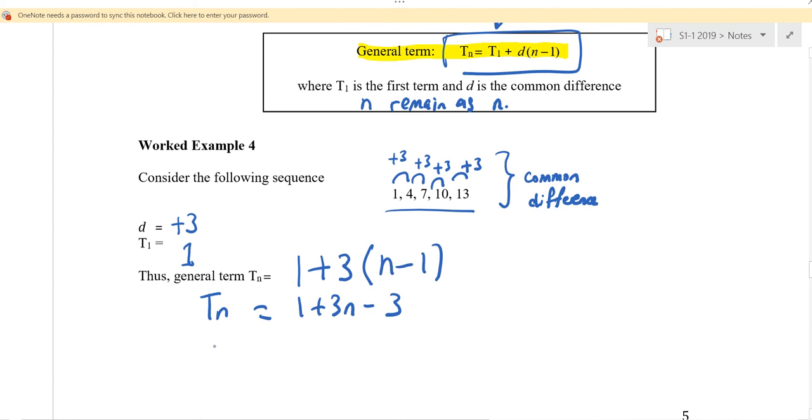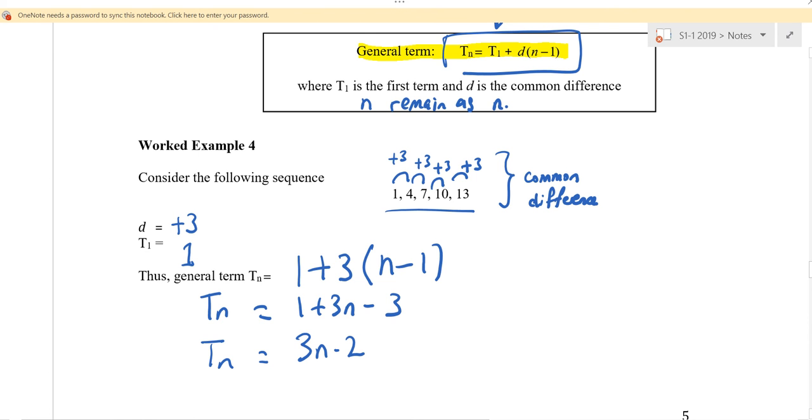How do you simplify? Jesse, how do you simplify? 1 plus 3N minus 3. Which two numbers can merge together? Press the calculator, what do you get? Minus 2. So can you write down your answer? This is 3N minus 2.